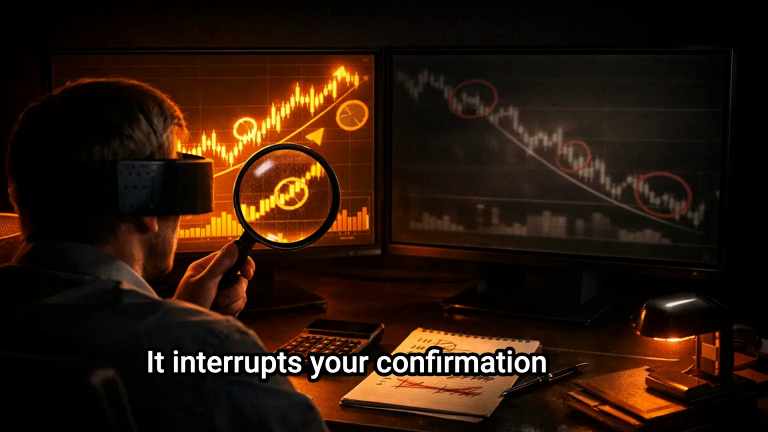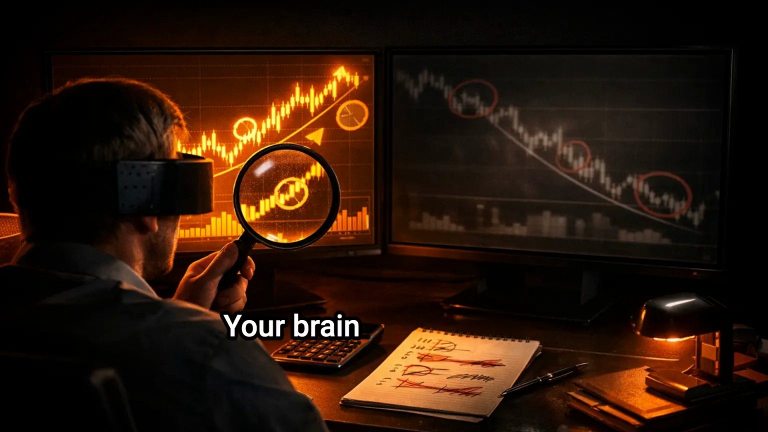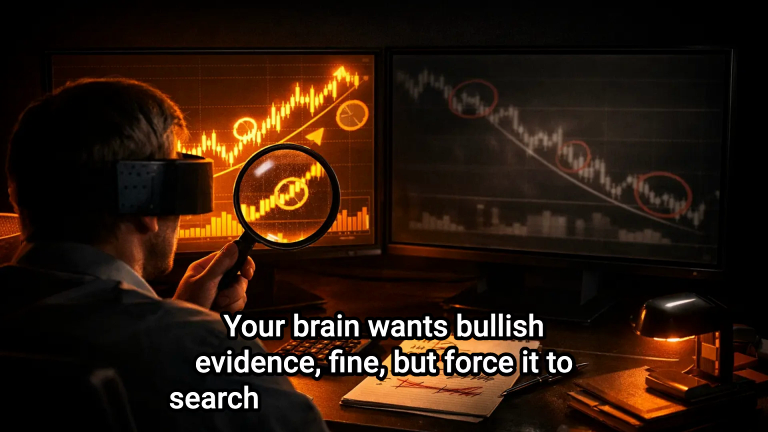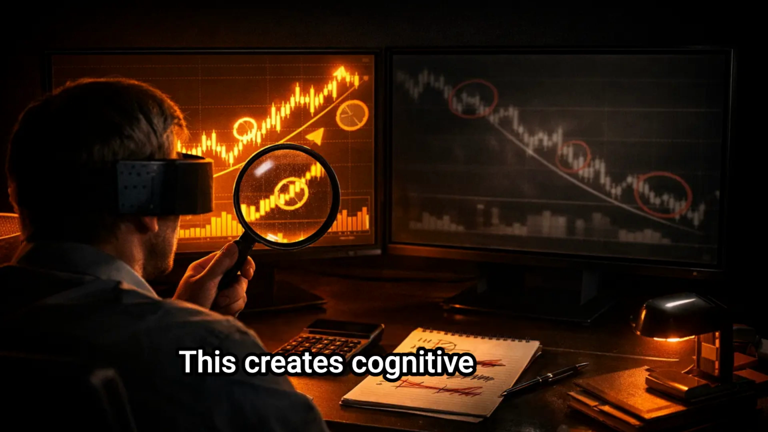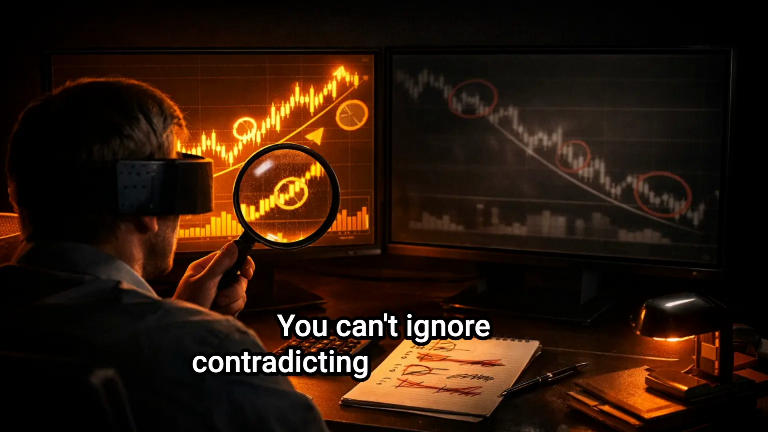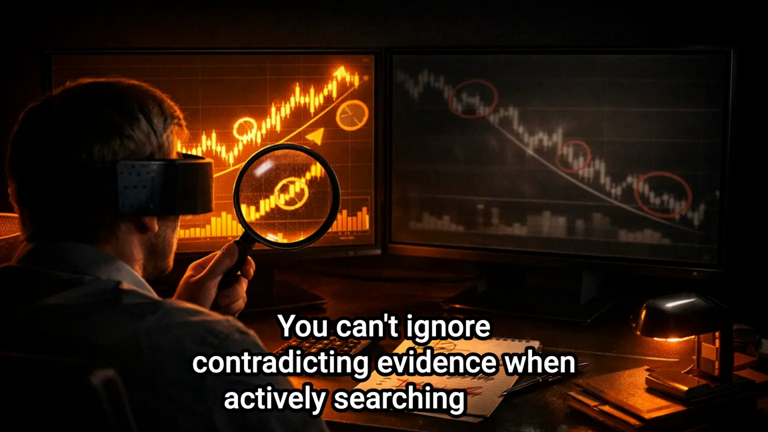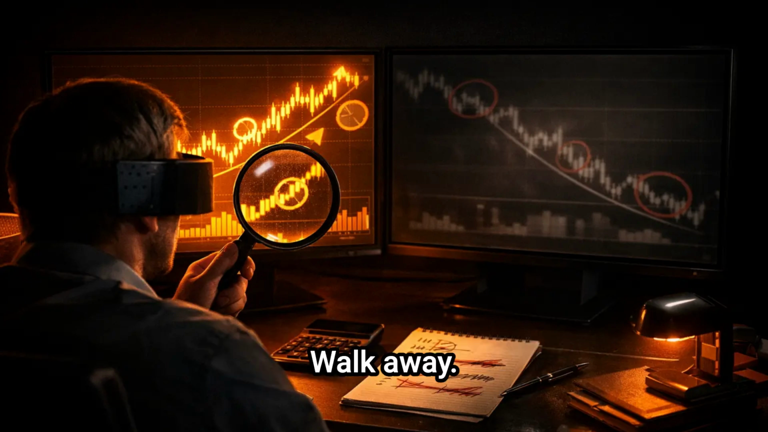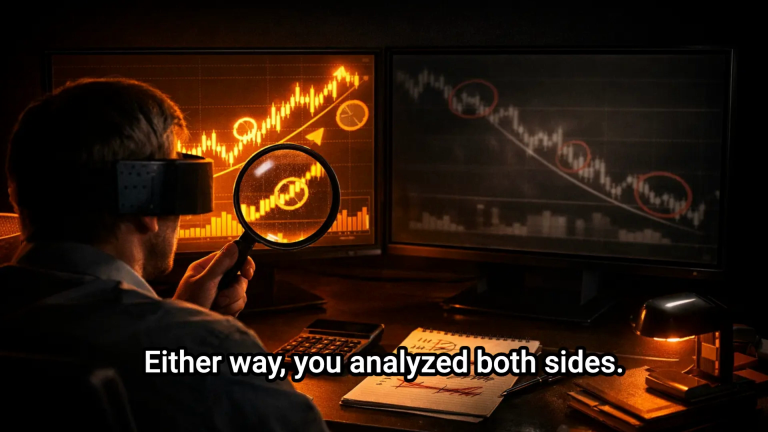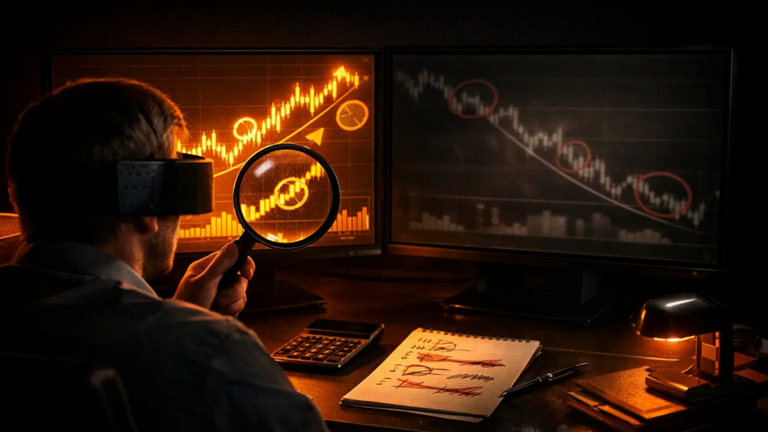Why does this work? It interrupts your confirmation loop. Your brain wants bullish evidence. Fine. But force it to search for bearish evidence too. This creates cognitive tension. You can't ignore contradicting evidence when actively searching for it. If bearish evidence is weak, take the trade. If strong, walk away. Either way, you analyzed both sides. That's real analysis.